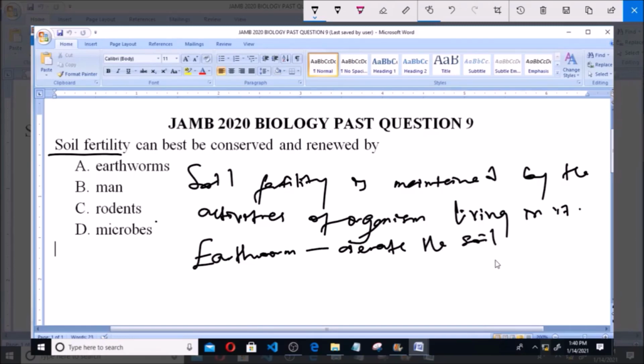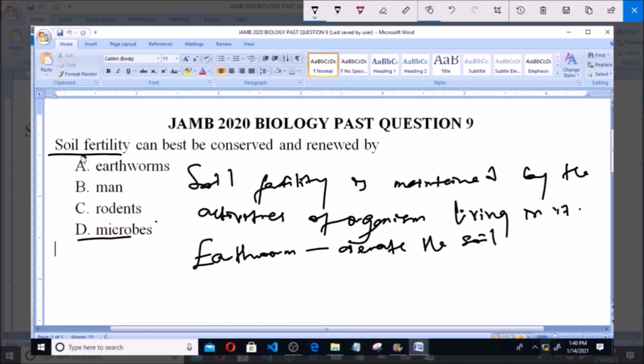And also, the materials that this earthworm removes from the soil are returned to it when they die, and their remains are broken down by decomposers, so it also maintains soil fertility. Like for instance, earthworms aerate the soil, and also when they die, they are broken down by what? By microbes, microbacteria. They are broken down, and their remains add to the nutrients or help to increase the soil fertility. But the activities of man, which include mining and agriculture, deplete soil fertility. Rodents also destroy soil fertility, and also microbes.